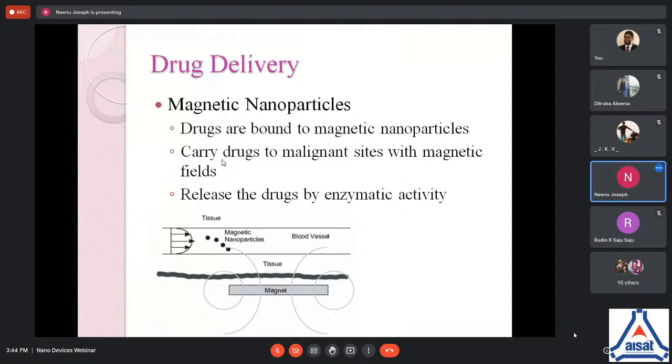And the third method is magnetic nanoparticles. Drugs are bound to a magnetic nanoparticle, which carries drugs to malignant sites with magnetic fields, and releases the drugs by enzymatic activity. This is the equipment, the process picture.